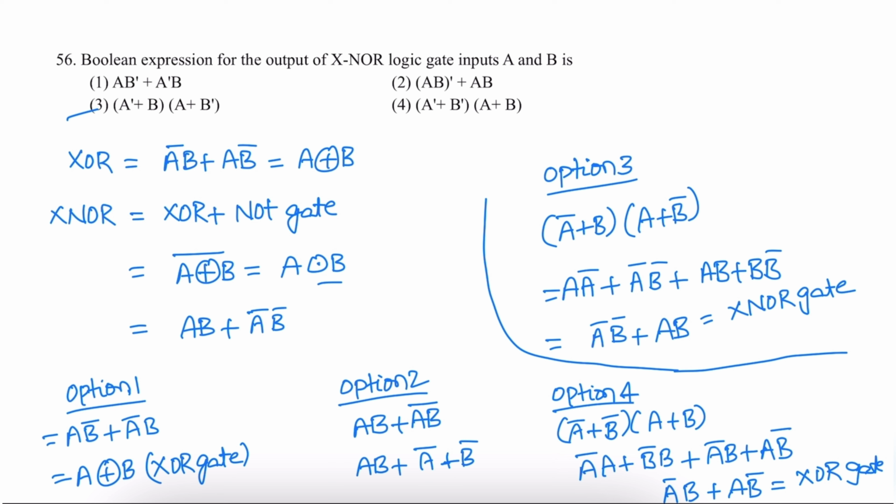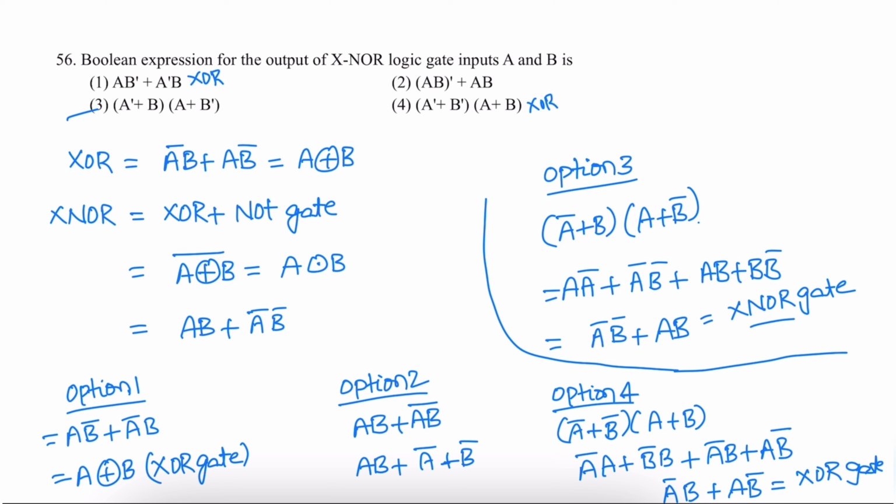So option 1 is the XOR gate. Similarly, take option 2. The final expression of option 2 is AB plus A bar B bar, and option 3 is the XNOR gate. So A bar B plus AB bar. A bar is 0 and B bar is 0, and finally we will get the XNOR gate output. Similarly, for option 4 the resultant is the XOR gate.